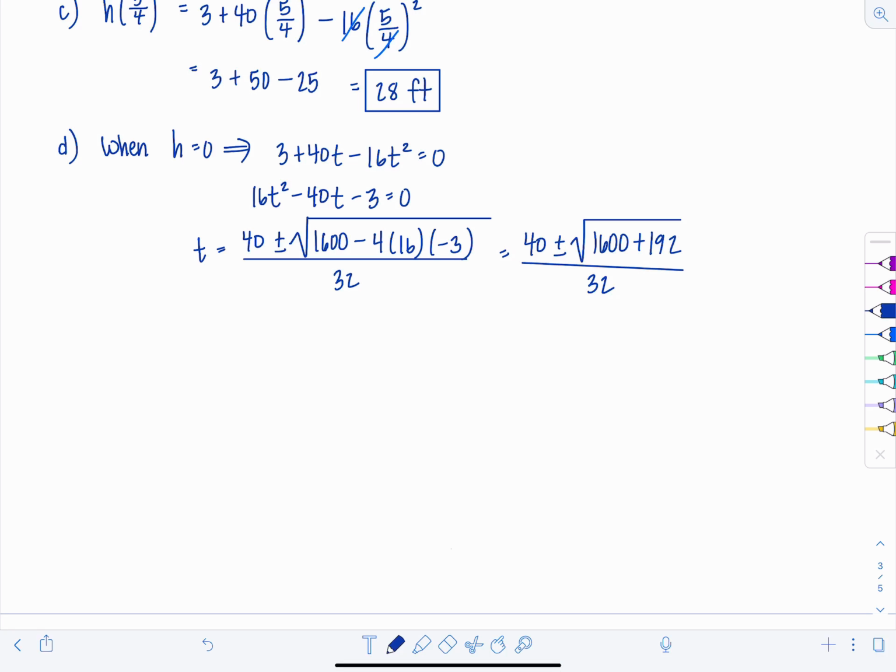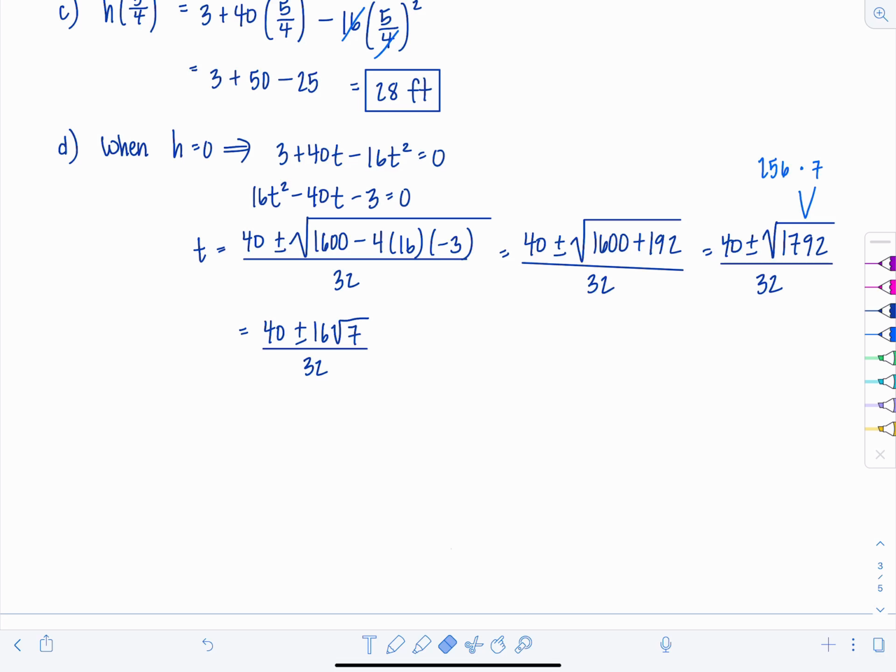All right, so we've got 40 plus or minus the square root of 1792 divided by 32. And 1792 is actually 256 times 7. I played around with it for a little bit. I figured out it was 64 times 28 and then kept breaking it down so I could get the largest perfect square out of there. Okay, so this is 40 plus or minus 16 rad 7 over 32.